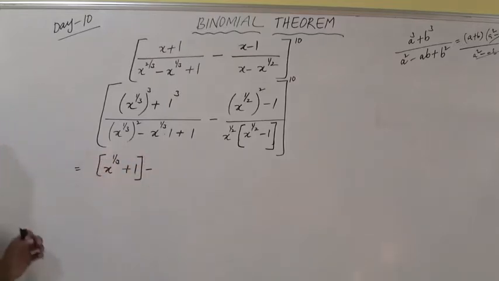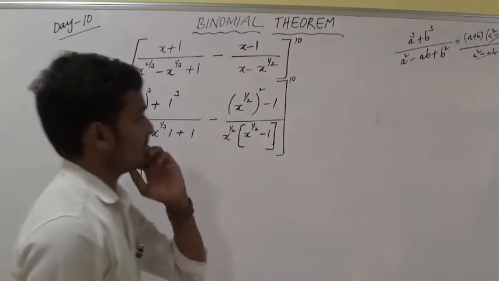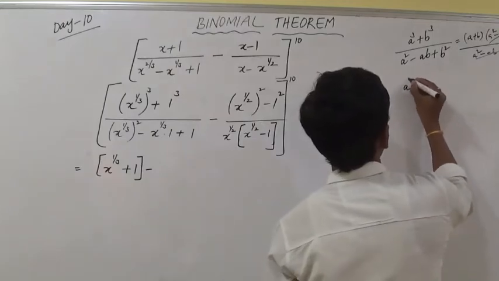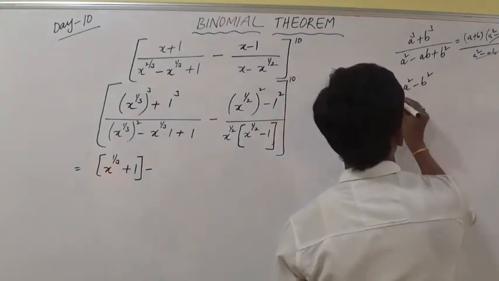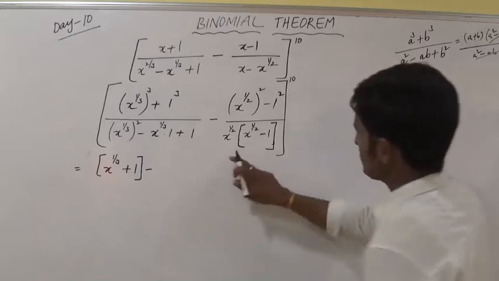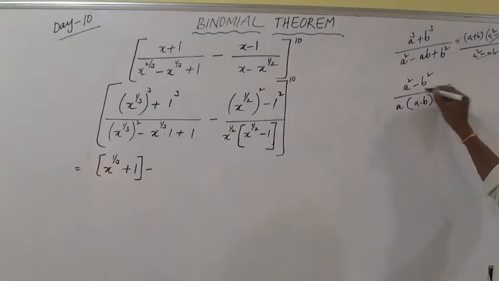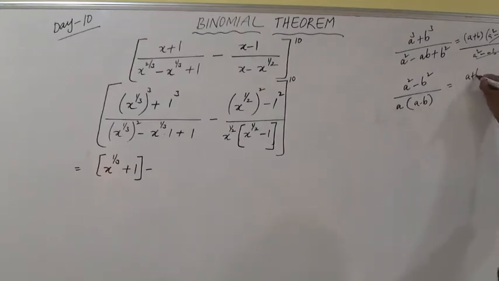minus. Are you okay with this? Now here, I am writing x square minus a square, that is a square minus b square by a into a minus b. That is equal to a square minus b square is a plus b into a minus b by a into a minus b. A minus b are cancelled. Are you okay? What are you getting now? A plus b by a.